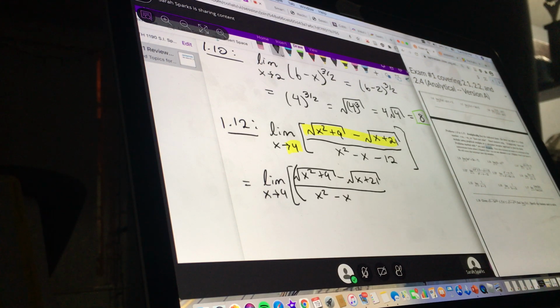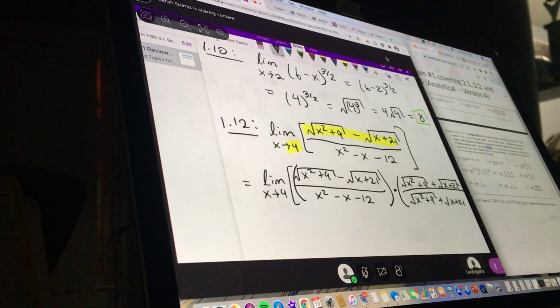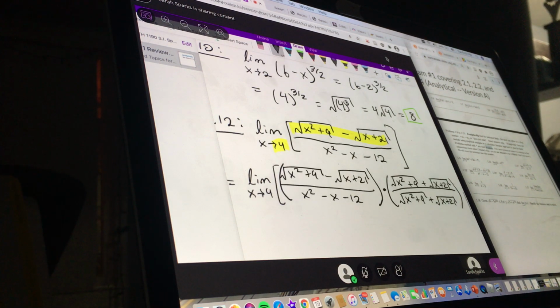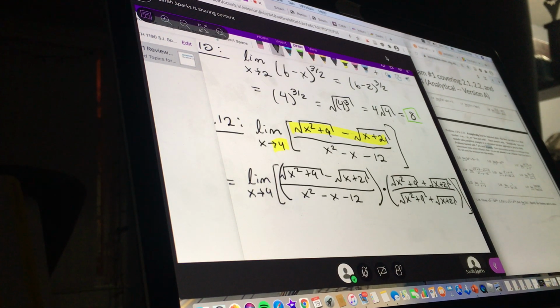X squared minus x minus 12. We're going to multiply by the numerator's conjugate, which is going to be the square root of x squared plus 9 plus the square root of x plus 21 over the same thing. So over the square root of x squared plus 9 plus the square root of x plus 21. We're allowed to do this because we're essentially multiplying by 1, right? Something divided by itself is always going to be 1. So that's why we're allowed to do this.